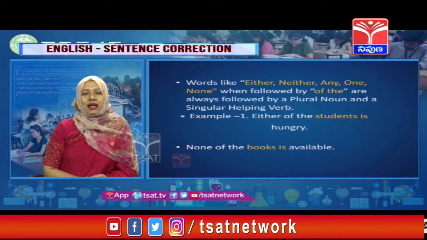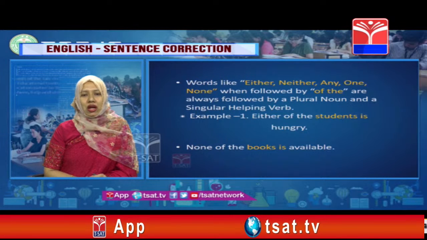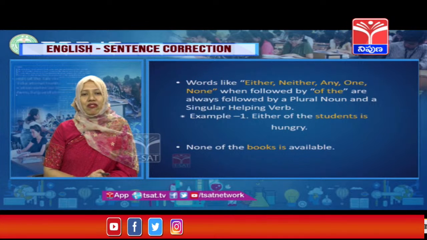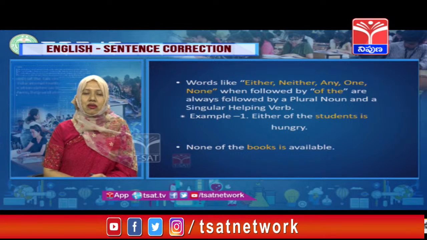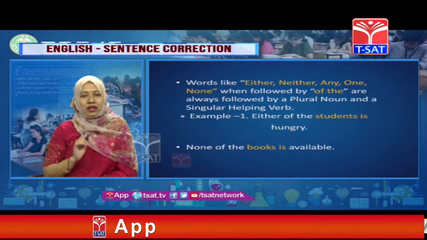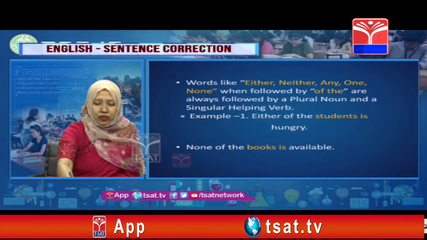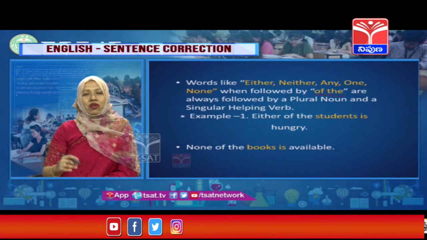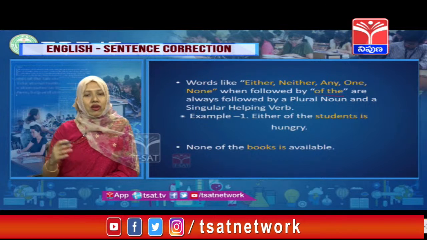Now words like either, neither, any one, none, when followed by of the, are always followed by a plural noun. Remember, either, neither, any one, none, these all are used in the subject place. When they are used at the beginning of the sentence, they should always be followed by of the: either of the girls, neither of the boys, any one of the students, none of the students.